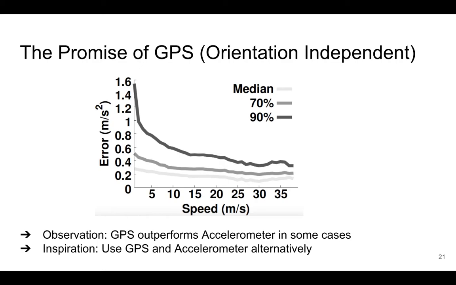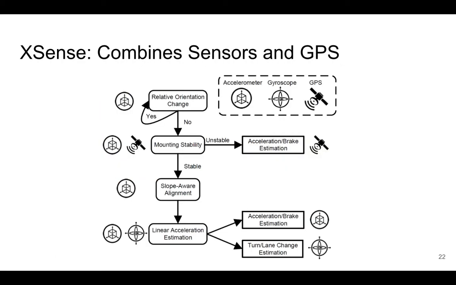Inspired by this measurement, we developed XSense to use the GPS and accelerometer alternatively. This is the workflow of XSense. We use three inputs: accelerometer, gyroscope, and GPS.